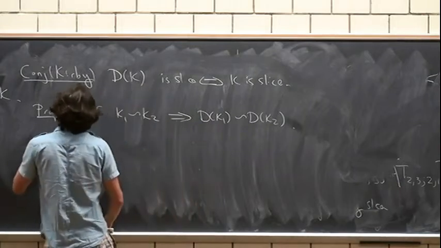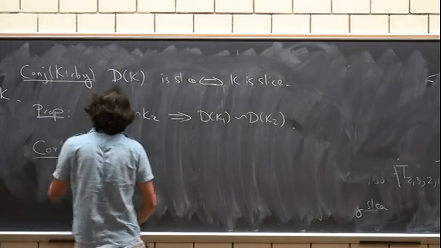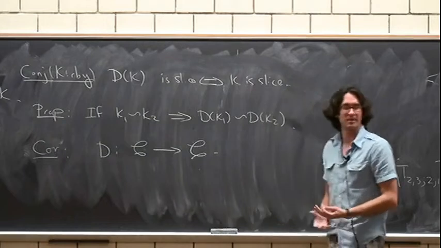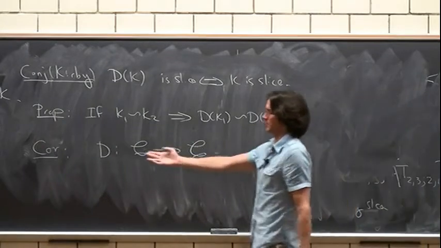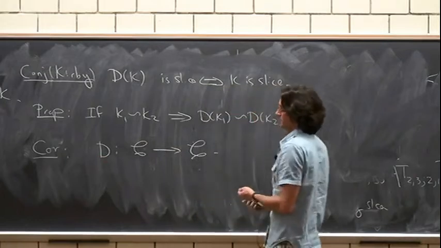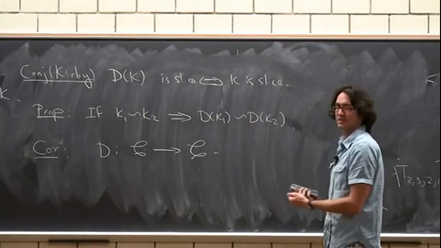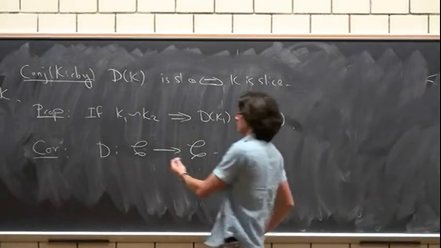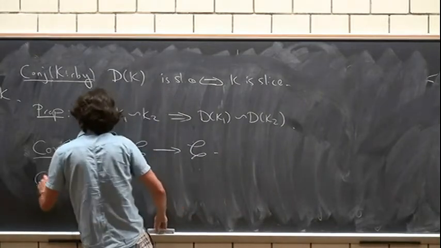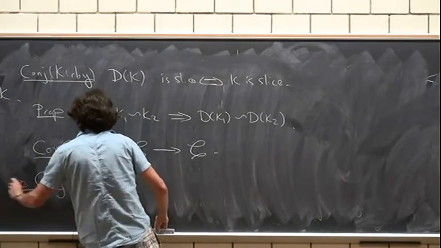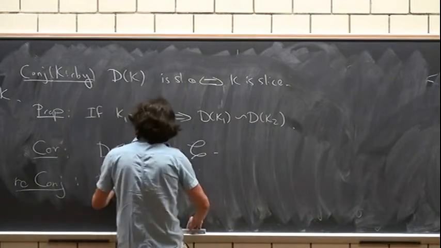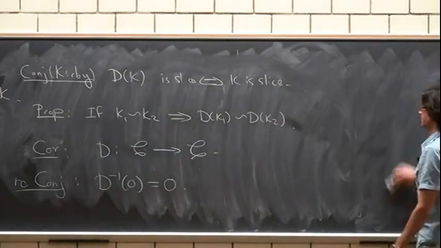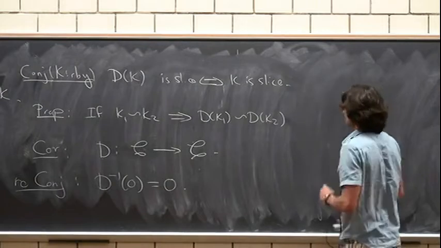So a consequence of this proposition is just that the Whitehead double, you can view it as an operation from the concordance group to itself. And in fact, this holds for any satellite operation. So we're really interested in, you know, you have all these interesting self-maps from this group to itself. You want to know what do they do to that group. And in terms of this language, we could rephrase the conjecture, saying the inverse image of zero is zero under this map.